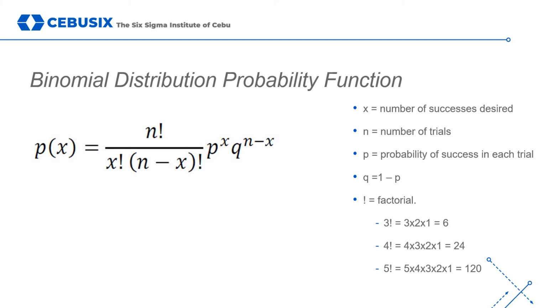A binomial distribution can also be calculated using the binomial distribution probability function. Accordingly, the probability of the number of successes desired is equal to the probability of success in each trial to the power of the number of successes desired, times 1 minus the probability of success in each trial to the power of the number of trials minus the number of successes desired, multiplied by the factorial of the number of trials divided by the factorial of the number of successes desired times the factorial of the number of trials minus the number of successes desired.